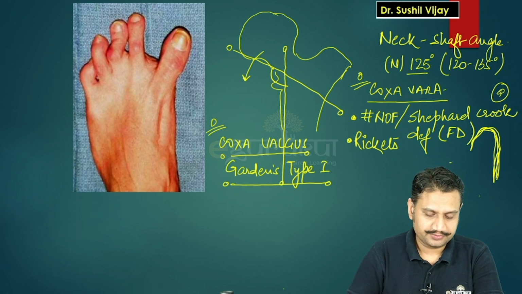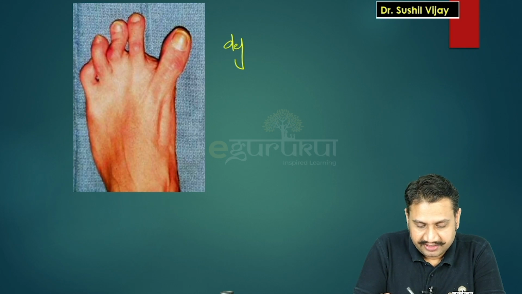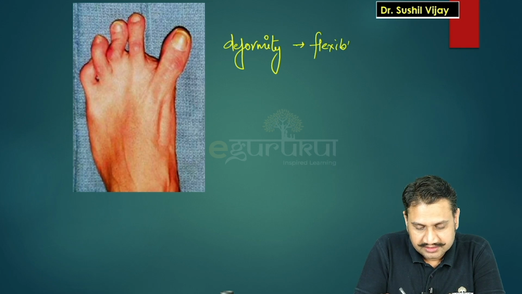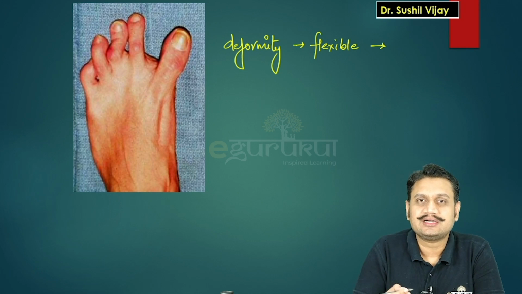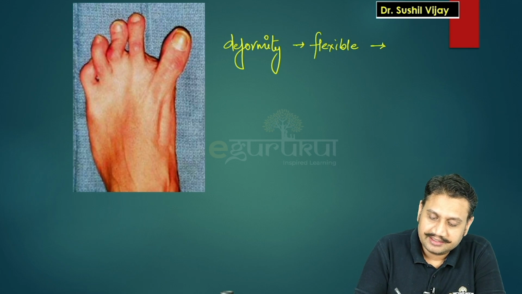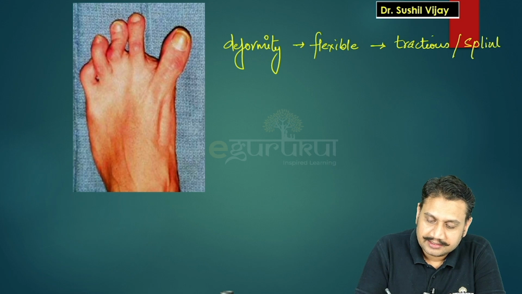With deformities, one thing you have to keep in your mind is that whenever we have a patient who has a deformity, and this deformity is a flexible deformity, how do we treat it? Any deformity in a child or adult, flexible deformities are treated by tractions, right? They are being supported by splints.